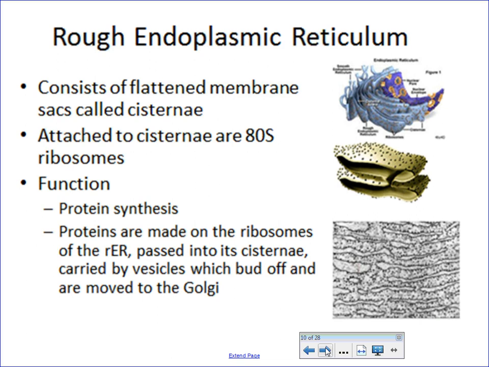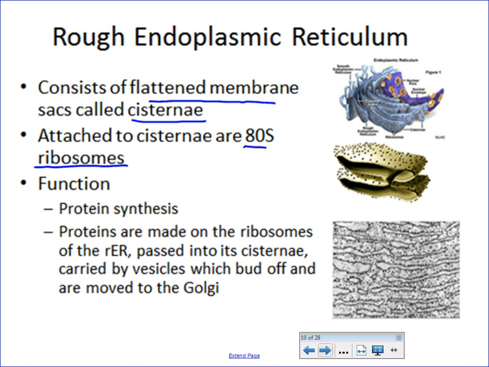The next organelle is the rough endoplasmic reticulum. And the rough endoplasmic reticulum consists of flattened membrane sacs referred to as cisternae. Attached to those cisternae are 80S ribosomes. And in eukaryotic cells, we denote those ribosomes as being 80S. It just has to do with the size of the ribosome. And this distinguishes these ribosomes from ribosomes of prokaryotic cells, which are 70S.